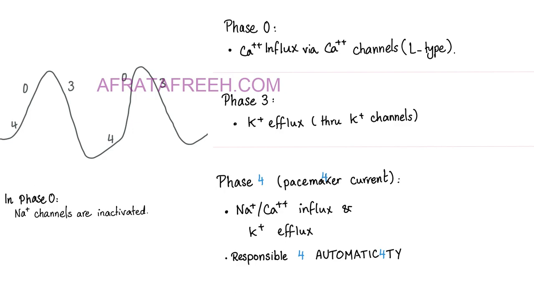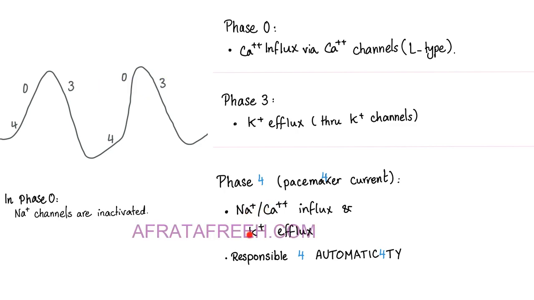Here we have something called the funny current. Ha ha, hilarious. I'll tell you why it's funny: sodium and calcium are going in the same direction, and then potassium is going out, sodium coming in, calcium coming in. Is that funny or is that funny? That's the funny current. This is what's responsible for automaticity.